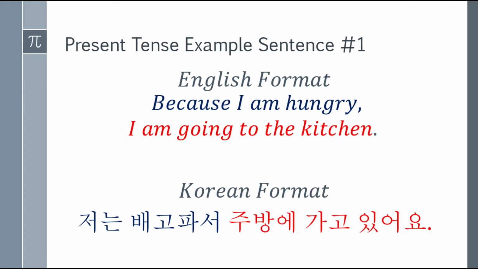In Korean, you will see this as 저는 배고파서 주방에 가고 있어요. 저는 배고파서 주방에 가고 있어요. It's color-coded naman. The blue part is the cause. So because I am hungry, 저는 배고파서. I'm going to the kitchen, that will be 주방에 가고 있어요.